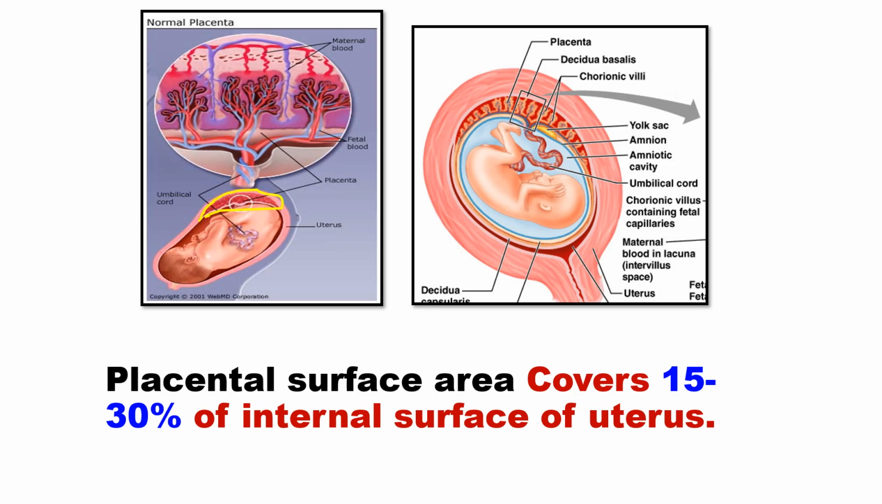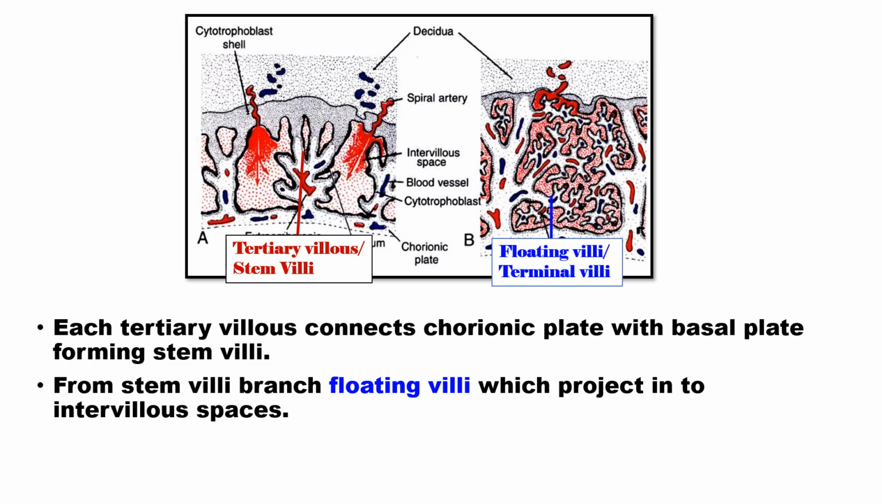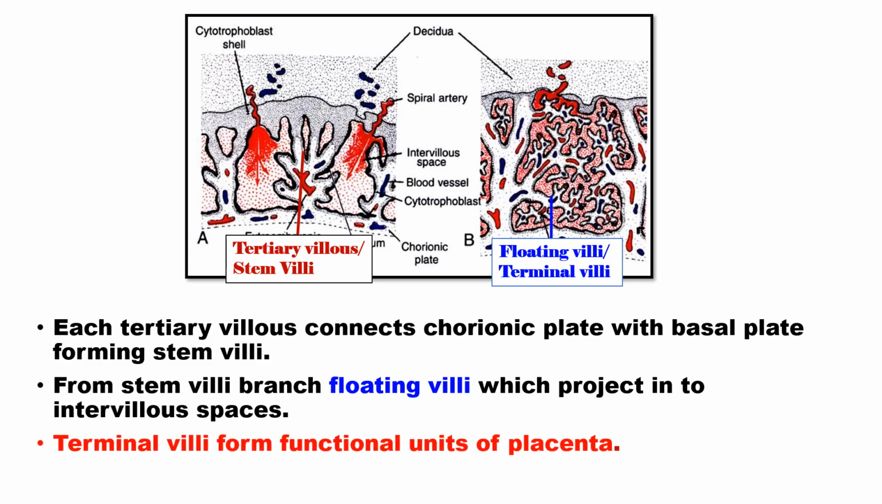Placental surface area covers 15 to 30% of the internal surface of the uterine cavity. Each tertiary villus connects the chorionic plate with the decidual plate, forming the stem villi. From the stem villi, we have a numerous branching system, that is the floating villi or the terminal villi, which project into the intervillous spaces. Terminal villi form the functional units of the placenta.